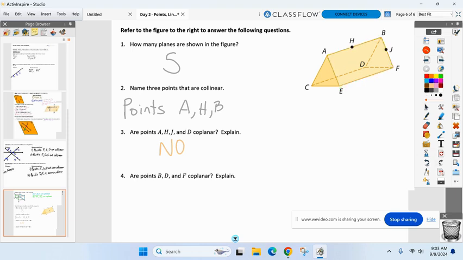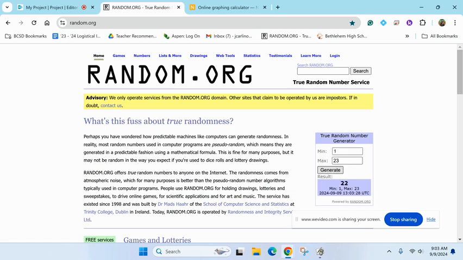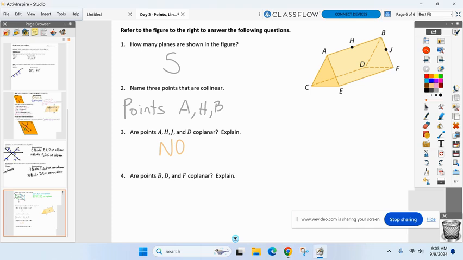How about B, D, and F? Are they coplanar? B, D, and F. Do all 3 of those lie on one of those 5 planes? What do we say for this one here? Izzy? Yep. Right here. There it is. That plane right there. Good job.